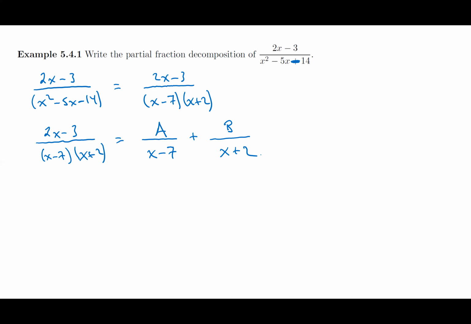Now if you were to actually start on the right-hand side of this equation and combine, if you were to add the fractions, you would need to get a common denominator. And that common denominator, we know, is the product. And so A would have to get multiplied by x plus 2, and B would get multiplied by x minus 7.